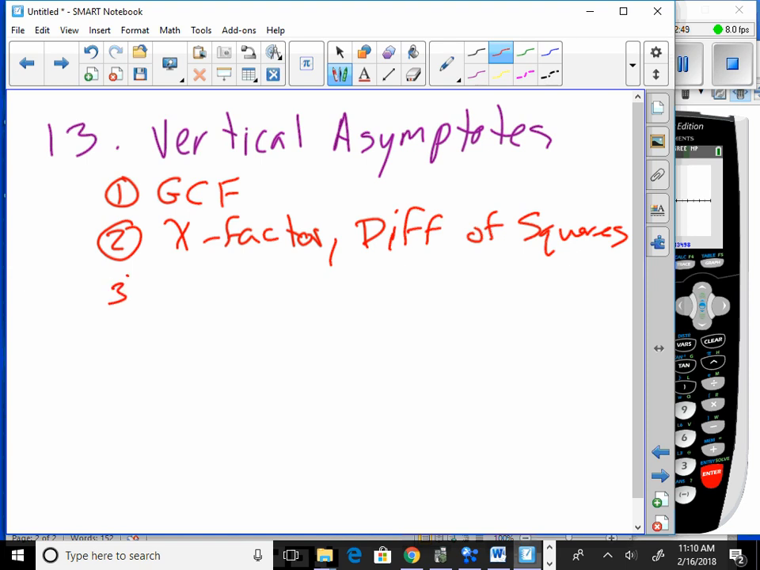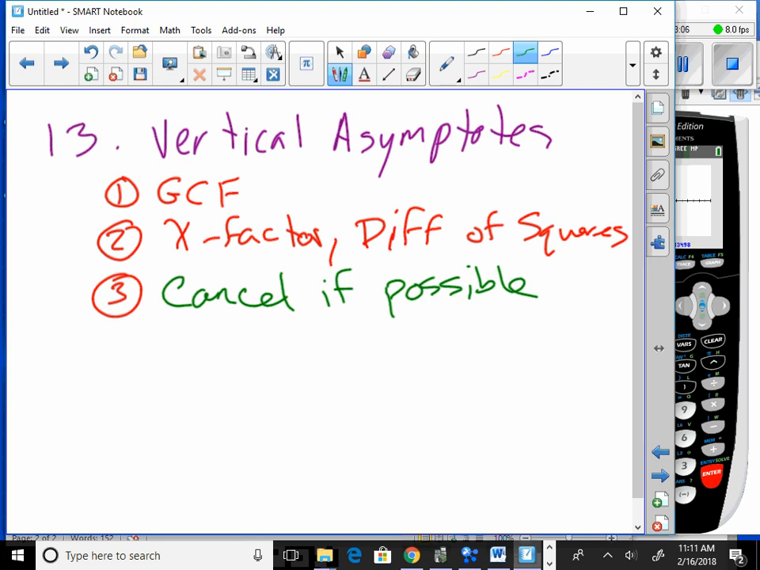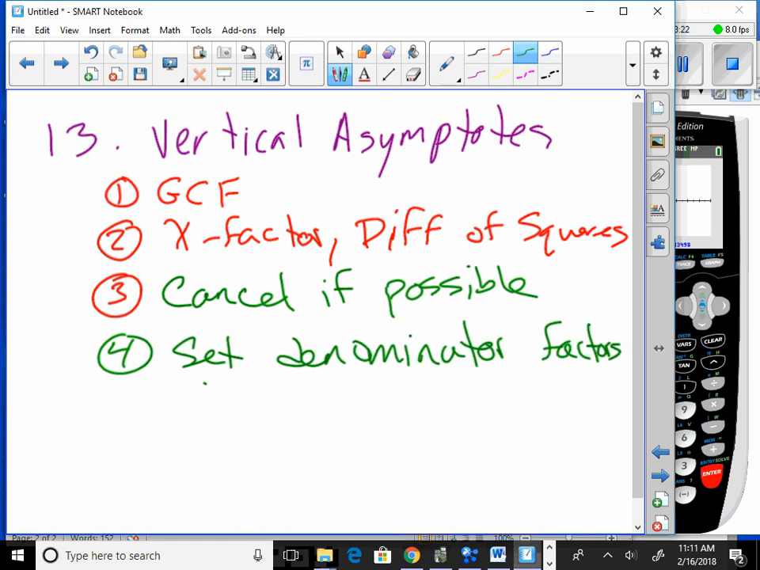Then the third step for finding your vertical asymptotes, I will set them equal to 0, but that's the fourth step. Yeah, the cancel first. If you can cancel between the numerator and denominator, you need to do it. So cancel if possible, but it's not always possible. And then the fourth step, set. And when you set it equal to 0, you're only setting the denominator's factors equal to 0, not the numerator factors. Equal to 0 and solve.